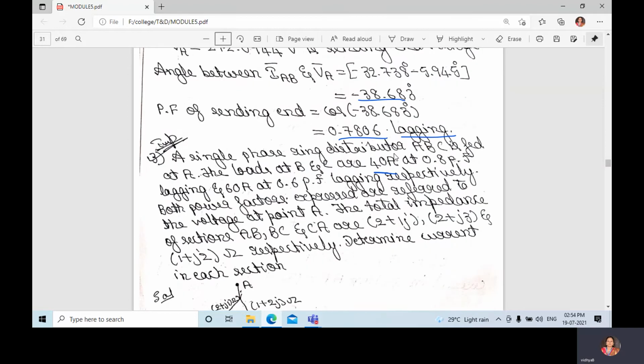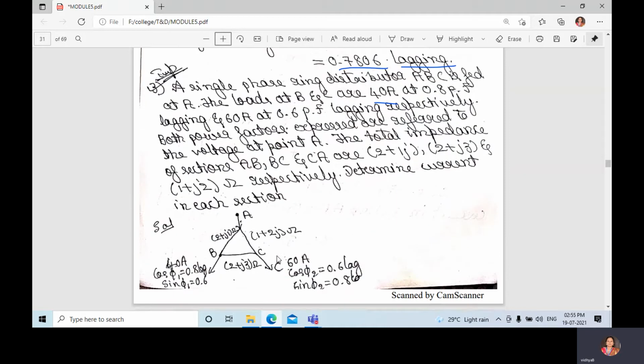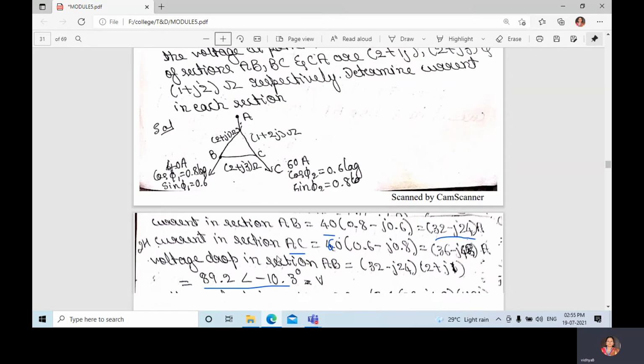Next problem: they have given a single phase line distribution. ABC is fed at A. The loads at B and C are 40 amps at 0.8 power factor lagging and 60 amps at 0.6 power factor lagging respectively. That means they have given the B and C loads, one is 40 and one is 60. Both power factors are referred to the voltage at point A. The impedance of each section is also given. We need to find the current in each section.